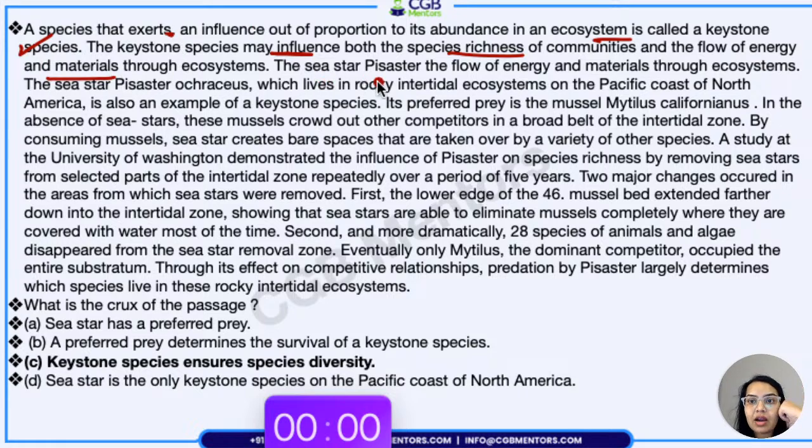The sea star disturbs the flow of energy and materials through the ecosystem. Now this one, which lives in rocky ecosystems on the Pacific coast of North America, is also an example of a keystone species. What is a keystone species? One example. Its preferred prey is the Mussel californianus. In the absence of sea stars, these mussels crowd out other species. By consuming mussels, sea stars create bare spaces that are taken over by a variety of other species.